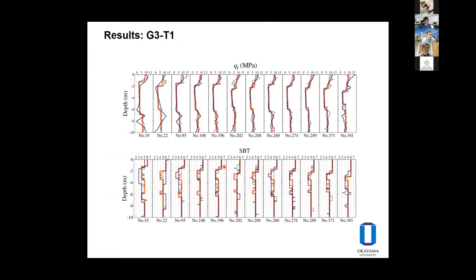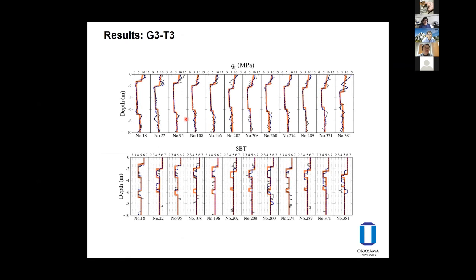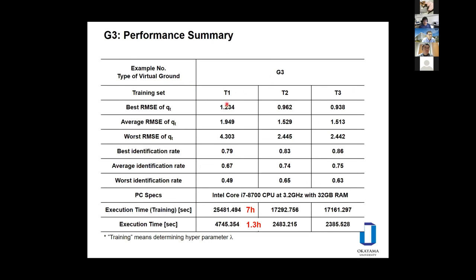And these are the results of G3 T1. Again, it's a bit difficult to estimate the soil profile around the edge of the model ground. But if we use T2 training set, the performance improves a lot. And again, T3 is not so different from the results of T2. And this is a performance summary table. In this benchmark, it takes about 8 hours in total to get the final result.